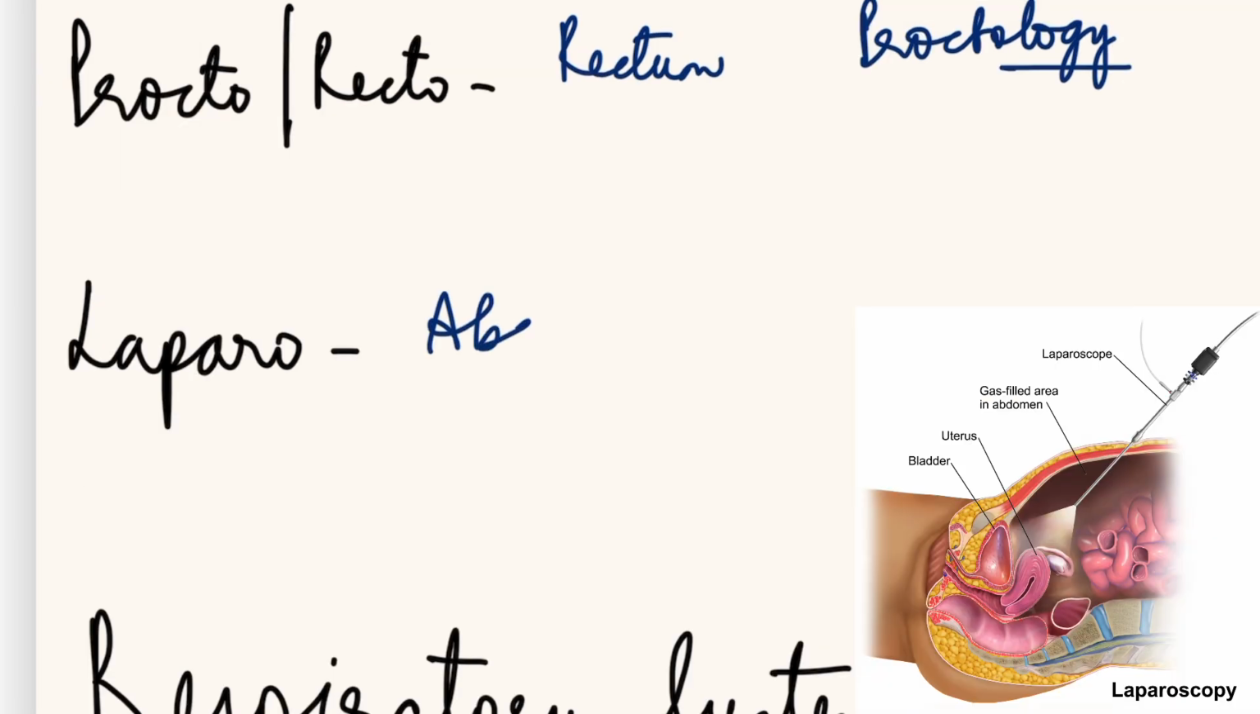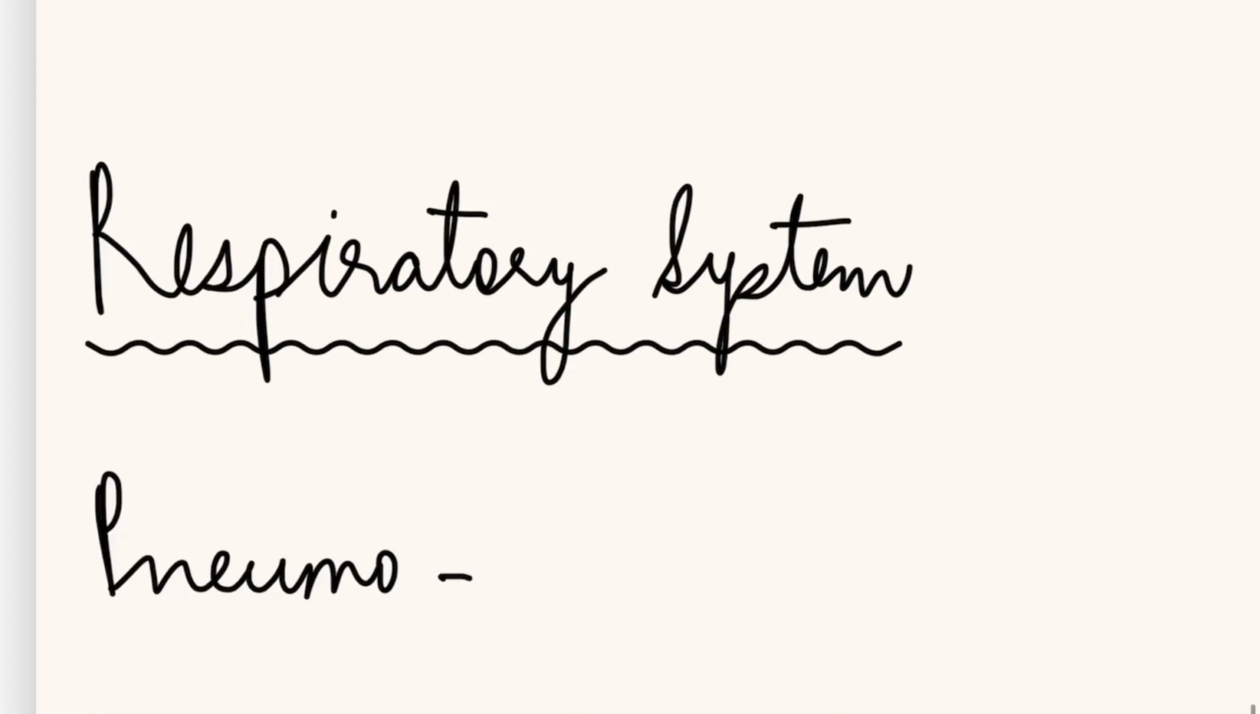Laparo means abdomen. Now most of you might have heard the word laparoscopy. But did you actually know the meaning of laparoscopy? So laparoscopy is basically a visual examination, a procedure wherein we see the abdominal walls. Laparoscopy is visual examination of the abdomen or the abdominal walls.